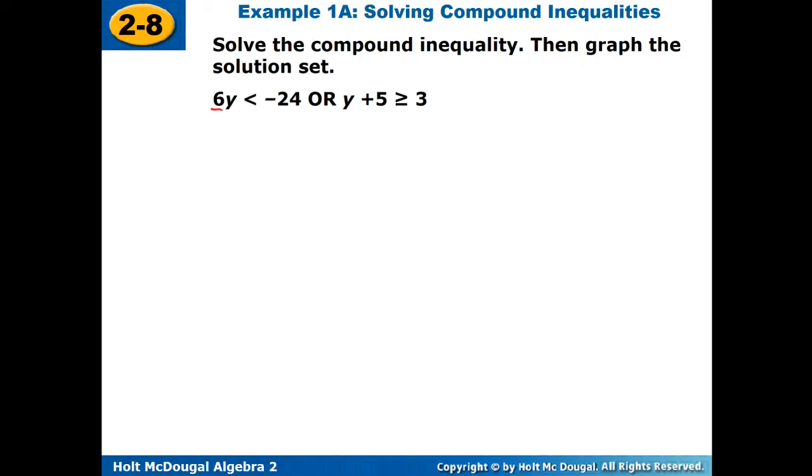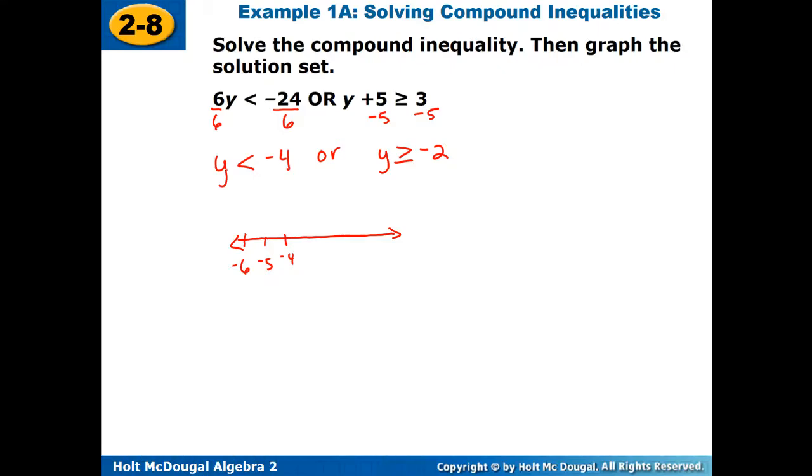We just want to divide both sides by 6. So let's divide both sides by 6. That leaves us with y is less than -4. Or let's subtract 5 on both of these. So that tells us that y is greater than -2. All right, so next it says for us to graph this solution set. So we're going to draw a graph here. And let's come over here, -4, -5, -6.